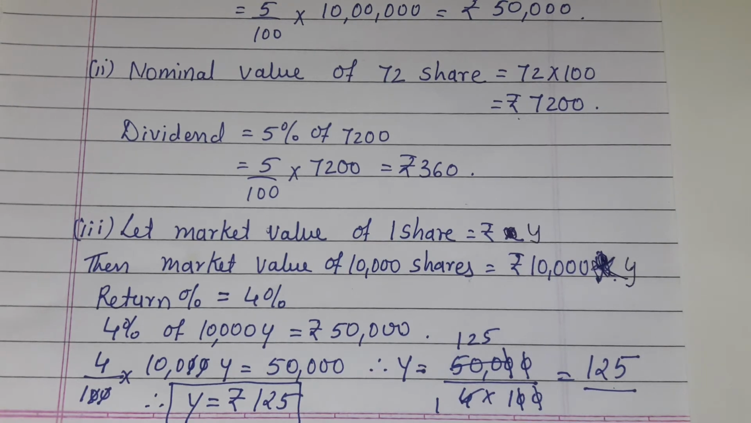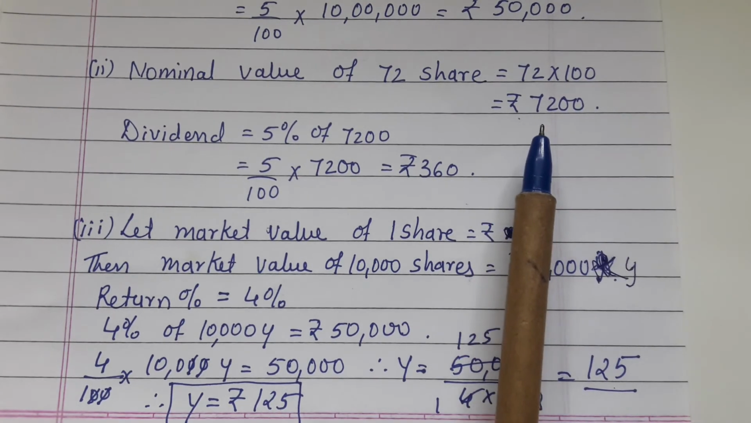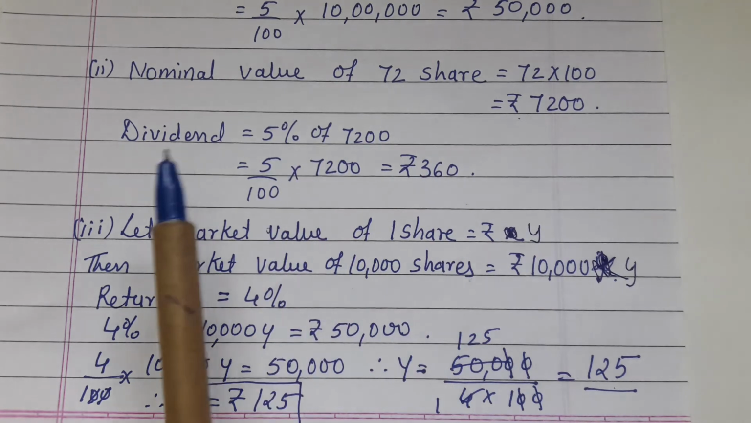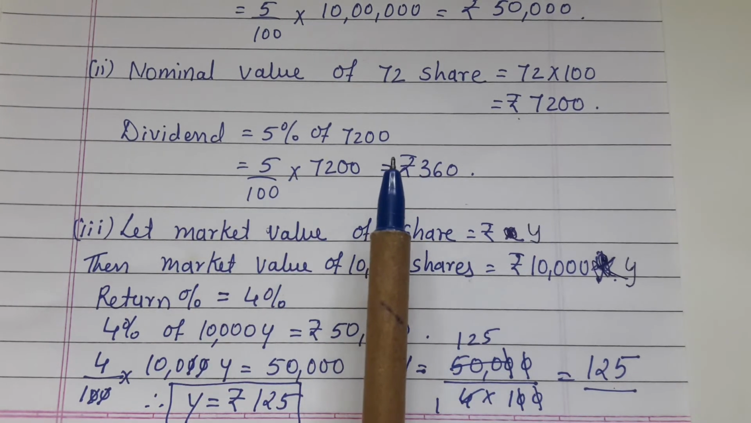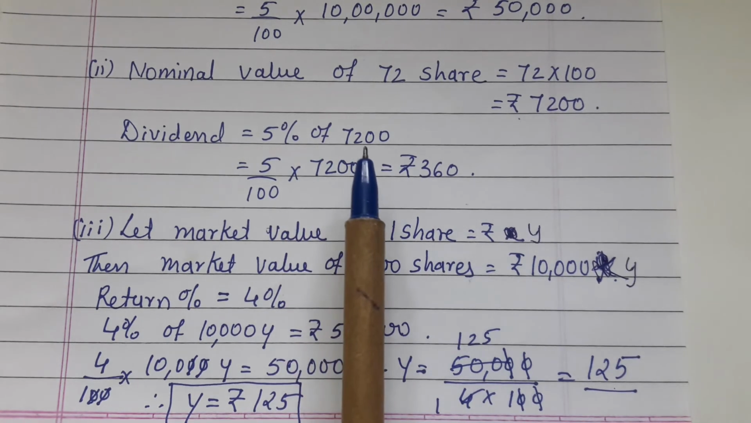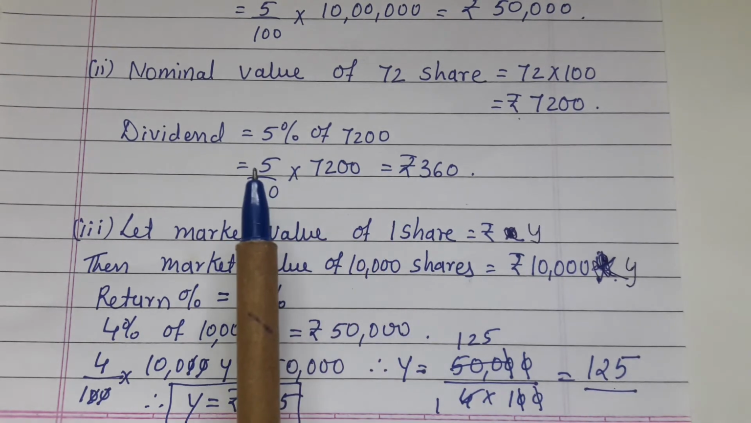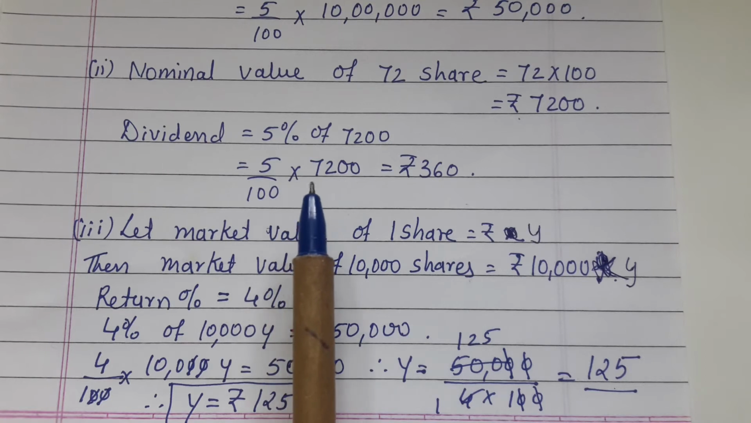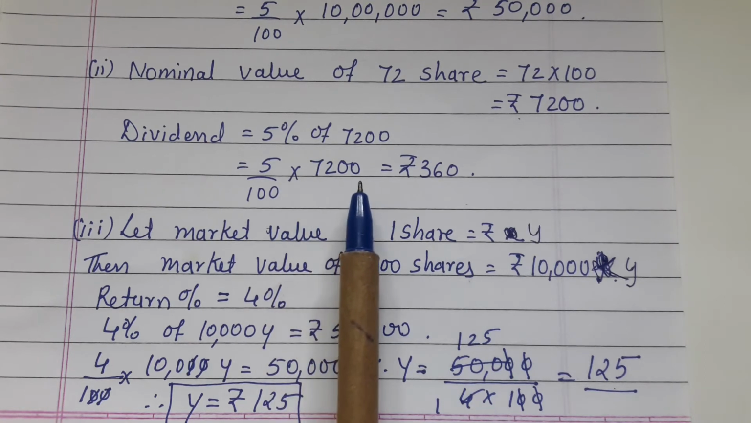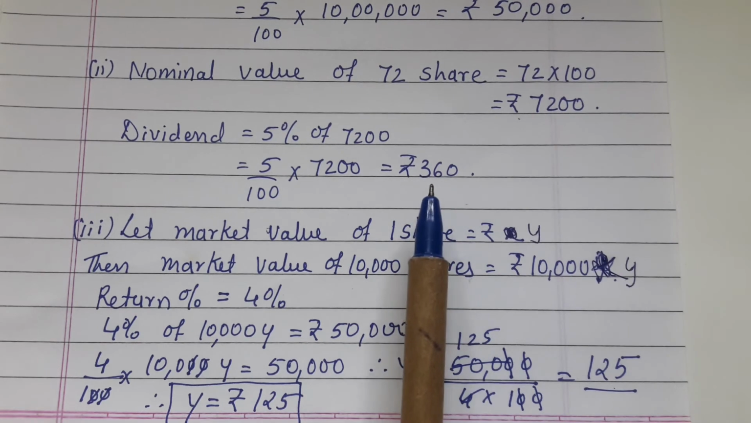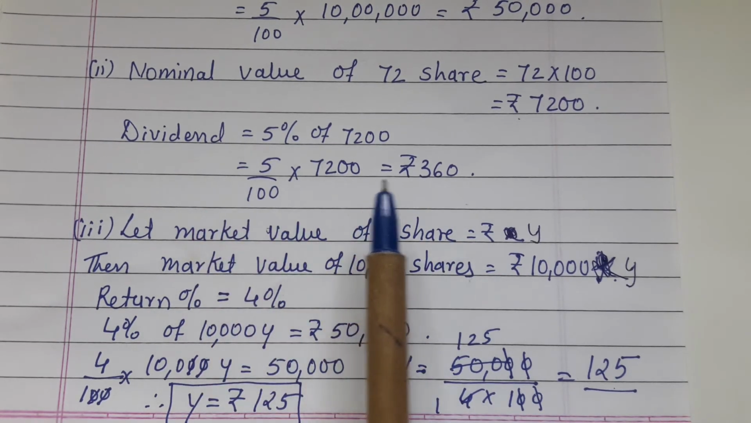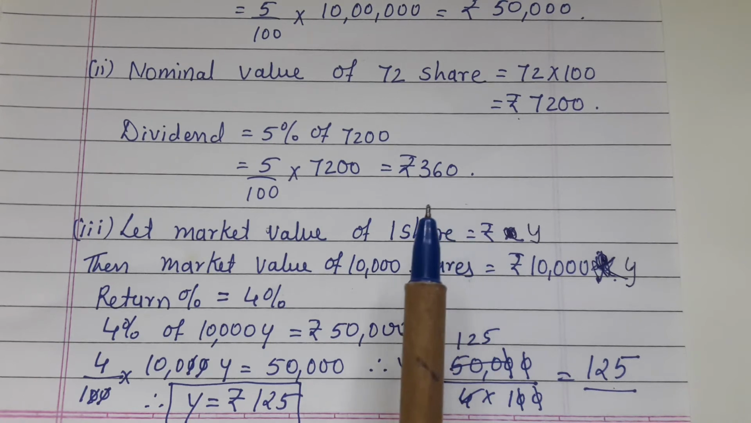Nominal value of 72 shares is equal to 72 into 100, that is equal to rupees 7,200. Dividend is equal to 5% of nominal value, 5% of 7,200, that is equal to 5 upon 100 into 7,200, that is equal to rupees 360. Dividend is equal to rupees 360.